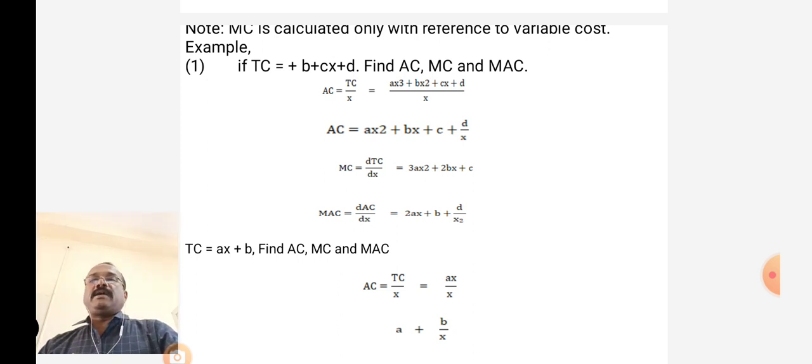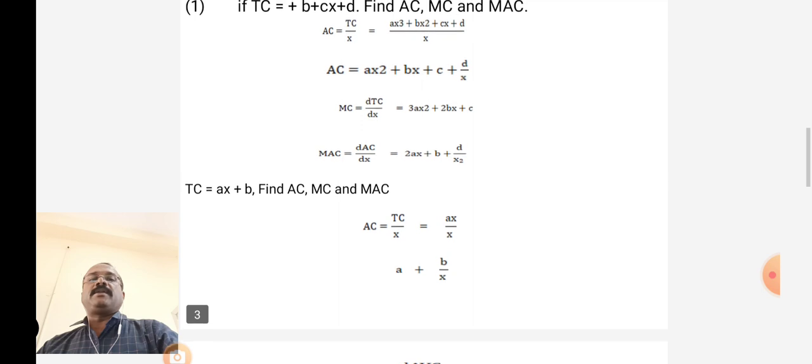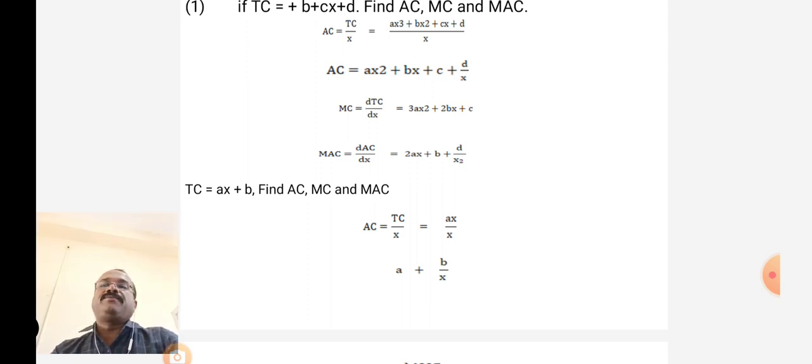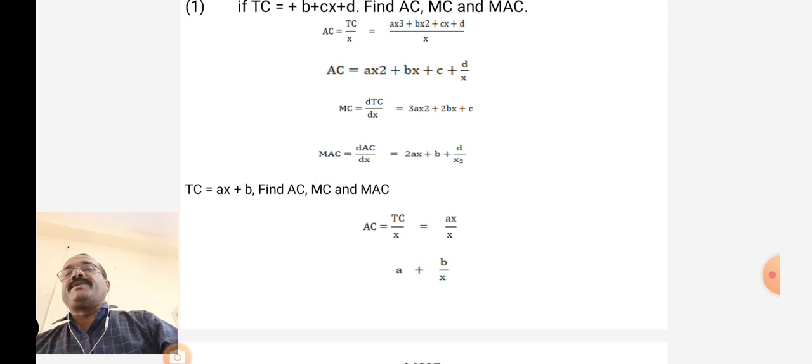Let's move on to the second problem. In this slide, the second question is: if TC equals ax plus b, find AC, MC and MAC. That means total cost always equals ax plus b. Find out average cost, marginal cost and marginal average cost. How are we going to derive these functions? I have taken three ways in which we are going to derive them from TC equals ax plus b.